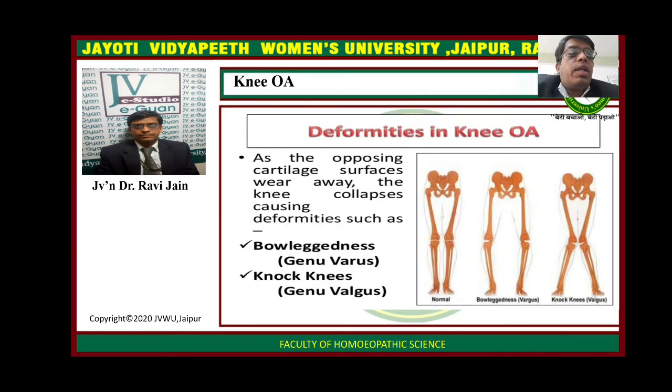Next, we have deformities in knee osteoarthritis. As the opposing cartilage surfaces wear away, the knee collapses, causing deformities such as bow-leggedness, that is genu varus, and knock knee, that is genu valgus.